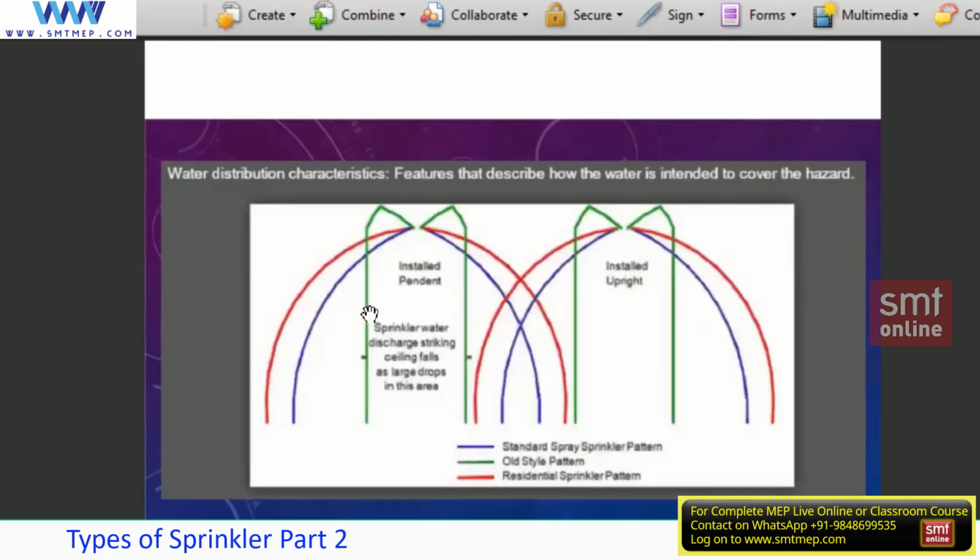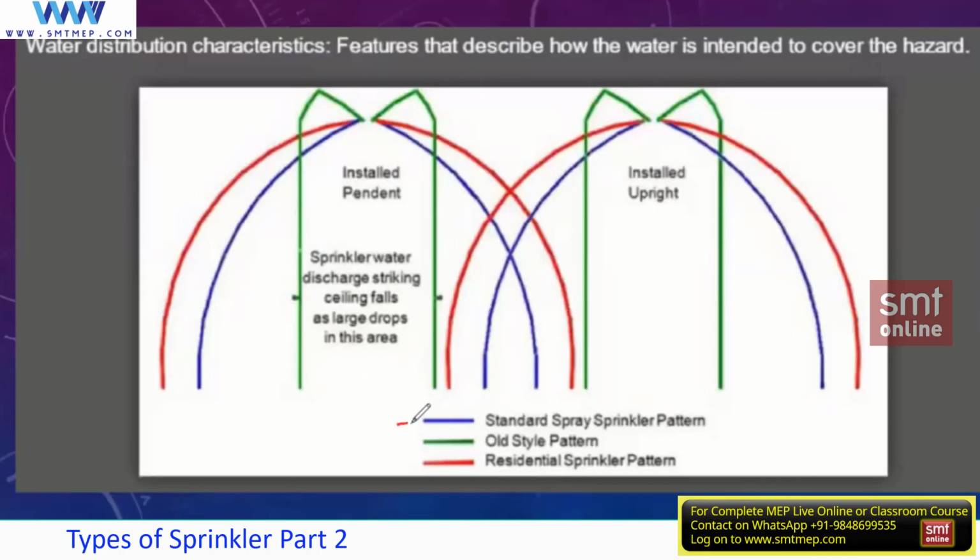Now the next characteristic is water distribution. There are 3 types of water distribution. With the colors, you can find out. You see this blue color pattern: you can find here the standard spray sprinkler pattern. This green color is the old style, it's outdated now. And residential, or we can say quick response type residential sprinklers, have a wider pattern than the standard. These are the 3 patterns. Later, at the time of calculation, we'll use this. So remember.